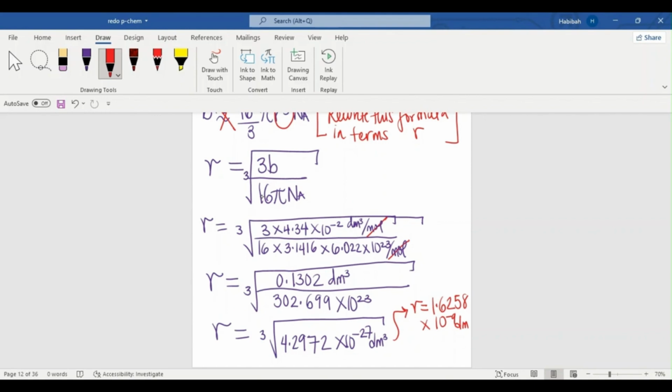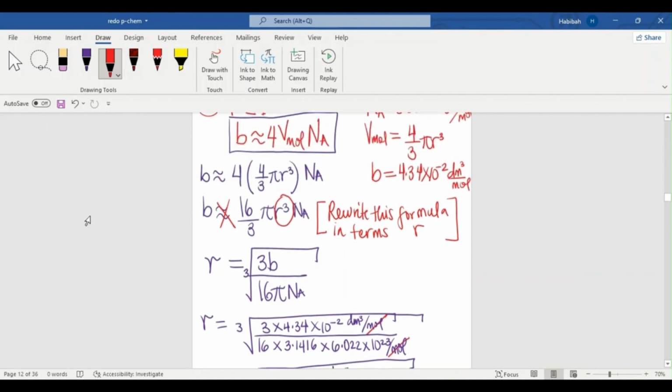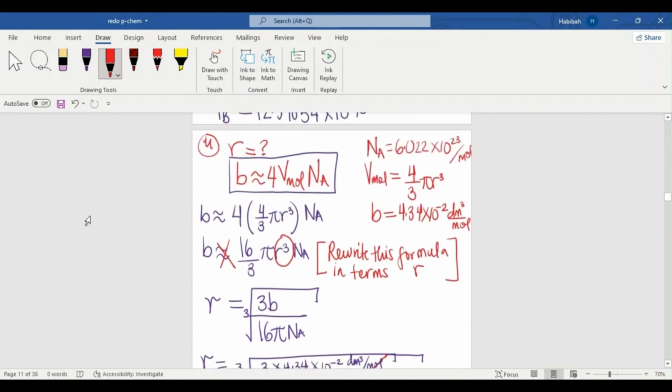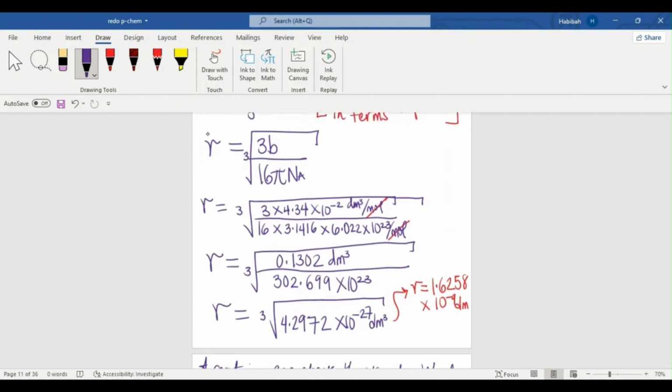So rewriting this, let's not forget that in chemistry, you're supposed to put your answer in the lowest number of sig figs. The lowest number of sig figs we have here is 3 sig figs because it comes from B, which is 4.34 times 10 to the power negative 2. So we have to put our answer in that. Having our answer, we have R equals 1.63 times 10 raised to the power of negative 9 decimeter. So this is basically the answer to this question.